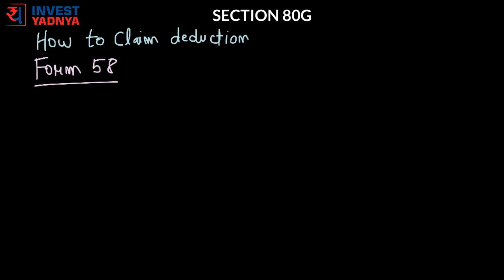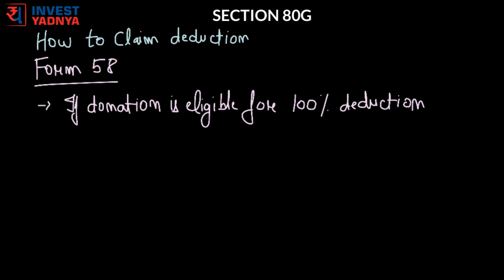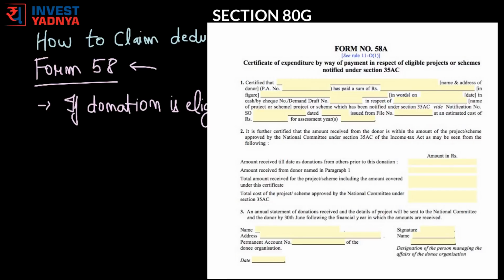Now we should also talk about form 58 here. If your donation is eligible for 100% tax deduction, then you also require a form 58 from the trust or the institution where you have donated the money. Details like cost of the project, amount authorized for the project, and actual amount collected by the institute are mentioned in this form 58. Without form 58, your claim for 100% tax deduction can be rejected even if you have a stamped receipt. Here is the format for this form.